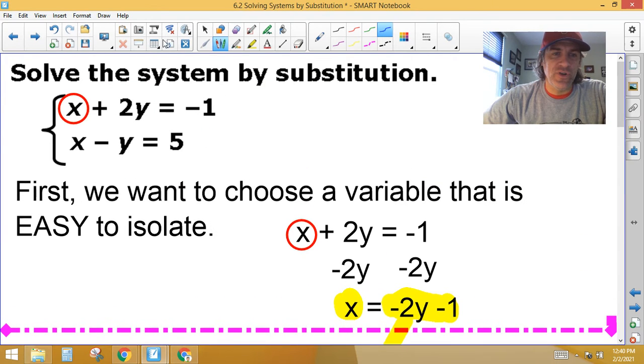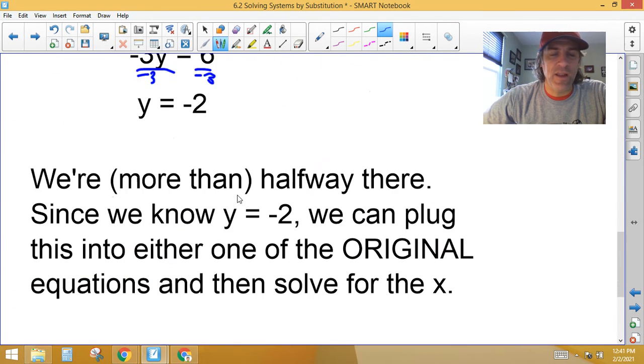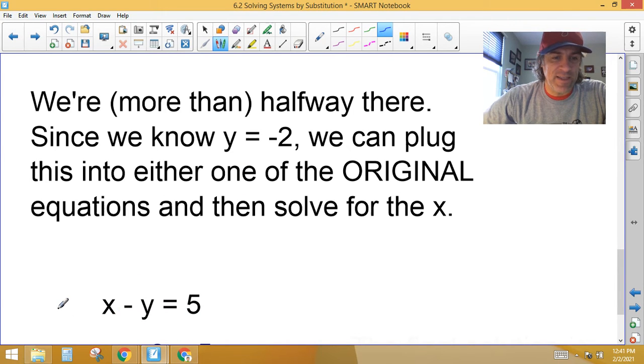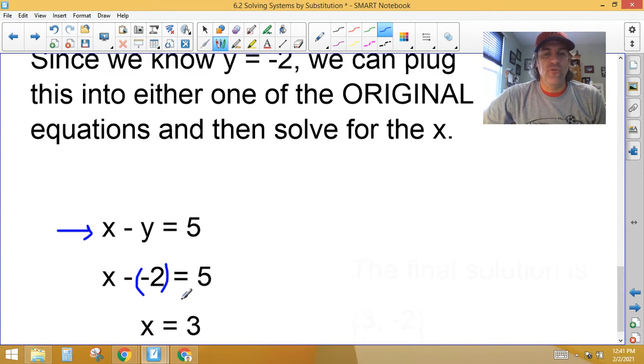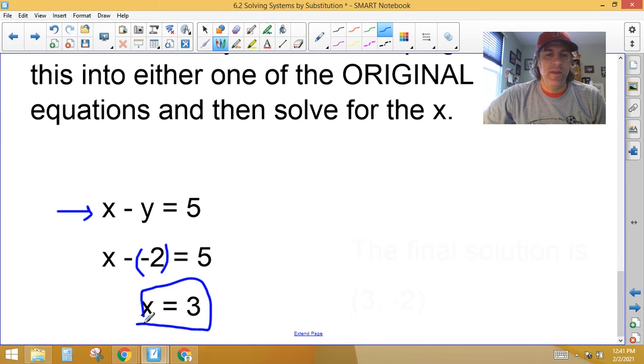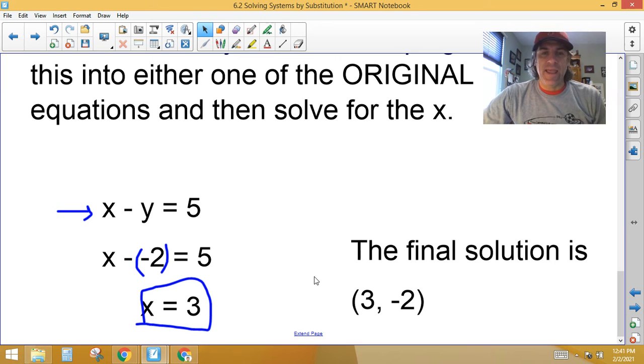I go back to my original. Since I know y equals negative 2, I can plug negative 2 in there, and then solve for x. So scrolling back down, that's exactly what I have done here. I took that second equation right here, and I'm just replacing the y with negative 2, because I know that's my solution. And now, since this is pretty much x plus 2, I would need to subtract 2 from both sides, and I get x to be 3. So my final solution here is just going to be 3, negative 2.